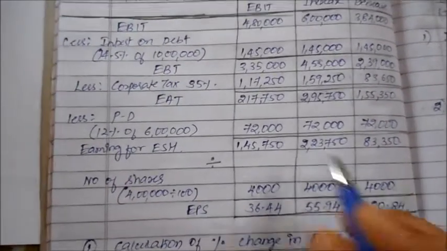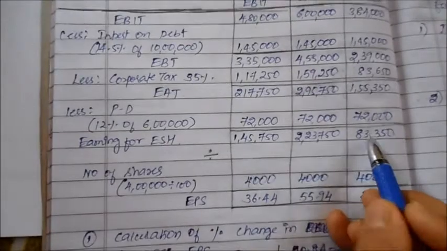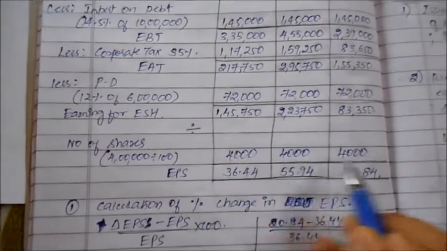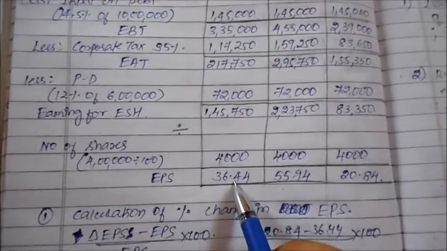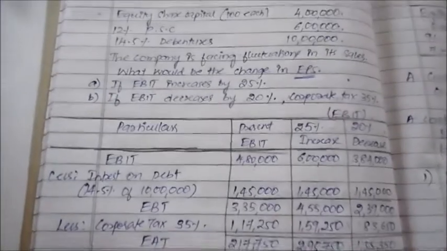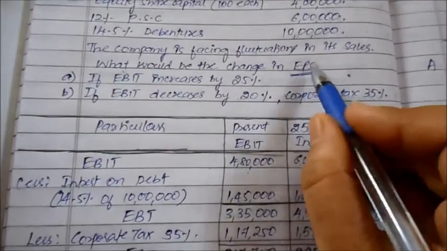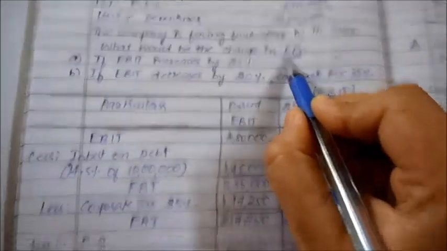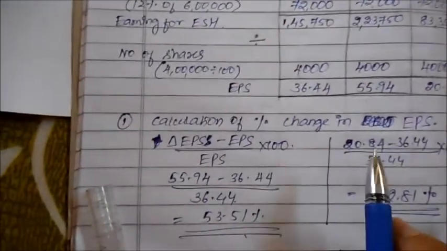4,000 shares each. So earnings available to equity shareholders, each of these earnings will be divided by the number of shares to arrive at earning per share. So this was something very common that we've already done, but the actual thing is we will have to find out what will be the change in earning per share.